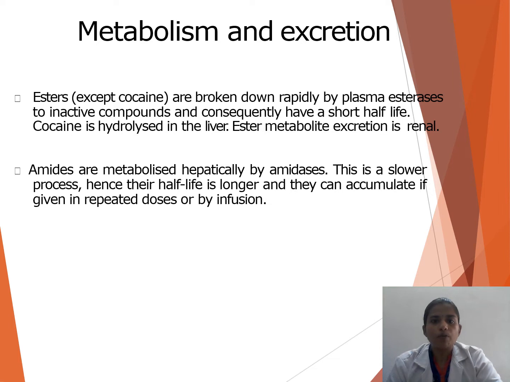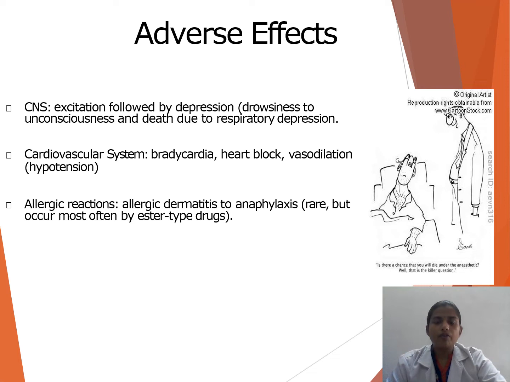Metabolism and excretion. Esters except cocaine are broken down rapidly by plasma esterases into inactive compounds and consequently have a short half-life. Cocaine is hydrolyzed in the liver. Ester metabolite excretion is renal. Amides are metabolized hepatically by amidases. This is a slower process, hence their half-life is longer and they can accumulate if they are given in repeated doses or by infusion.